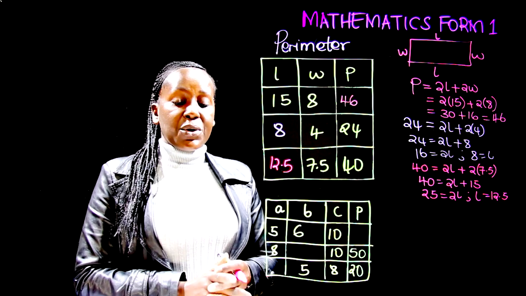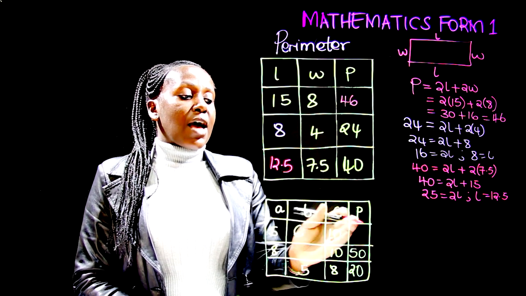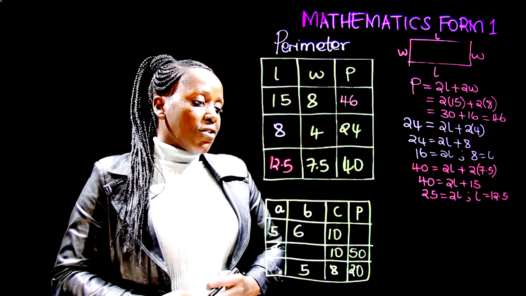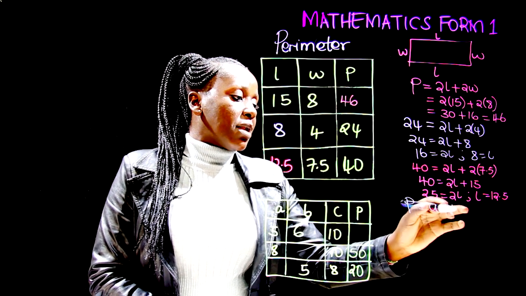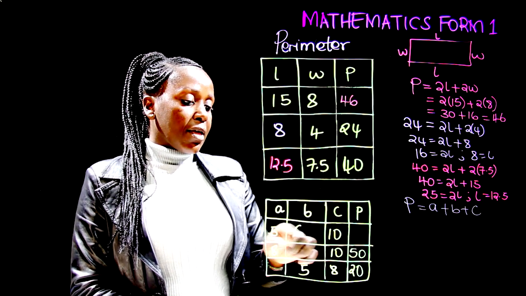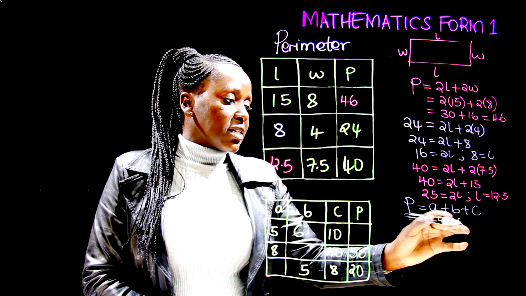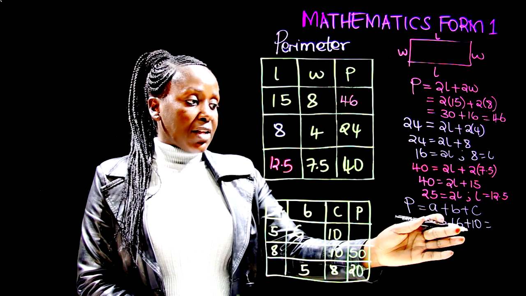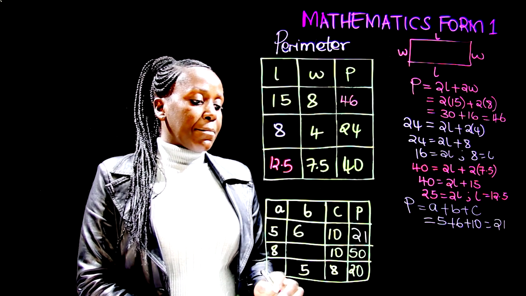So a triangle has 3 sides, A, B, and C. And then we have the perimeter here. So the formula for getting the perimeter of a triangle is perimeter is equal to A plus B plus C. So in this case, we have A, B, and C. So if we add them, we will have 5 plus 6 plus 10, which is equal to 5 plus 6 is 11, plus 10 is 21. So this will be equal to 21.